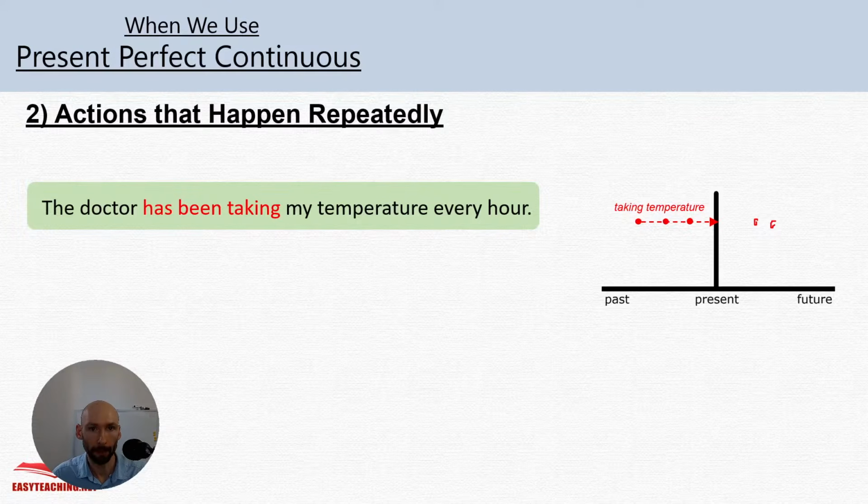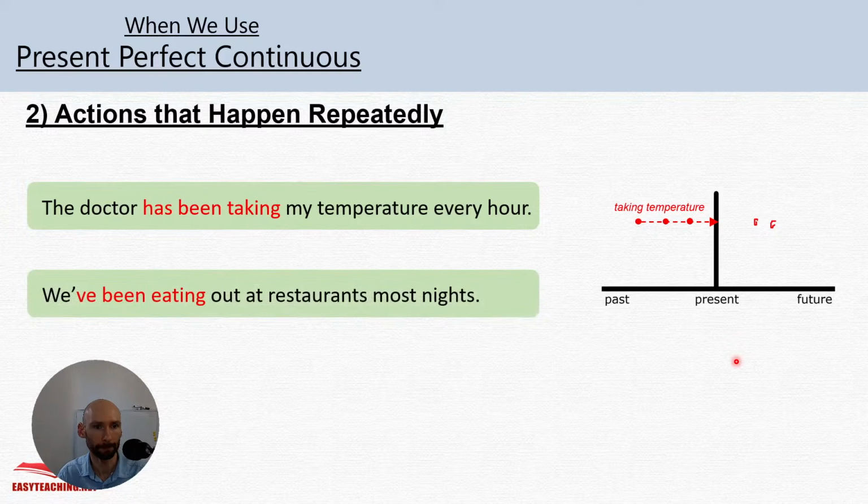Let's have a look at another example. We've been eating out at restaurants most nights. Also, you might have noticed that a contraction has been used. We and have are joined together to form we've. We've been eating out at restaurants most nights. Eating out at restaurants is an action that has been repeated from a point in the past up until the present.